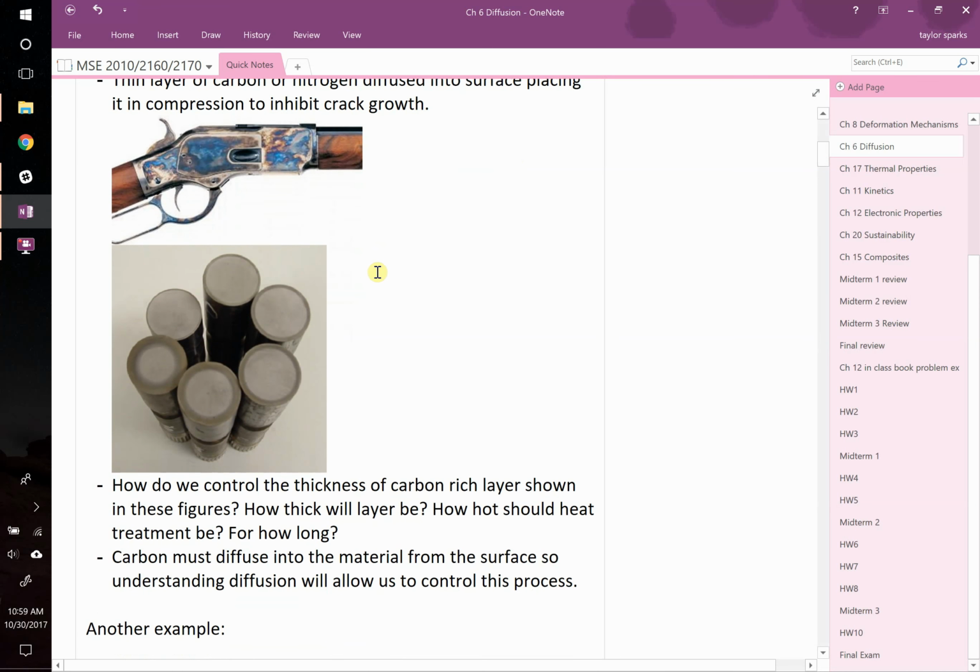For example, how do you control the thickness of that carbon-rich layer? How thick will it be? How hot should you heat treat it? How long should it be for? We haven't yet learned how to answer those questions, but this chapter starts to answer some of them. And before we can really dive into it, we have to answer the fundamental question of what is diffusion and how do we make it happen?